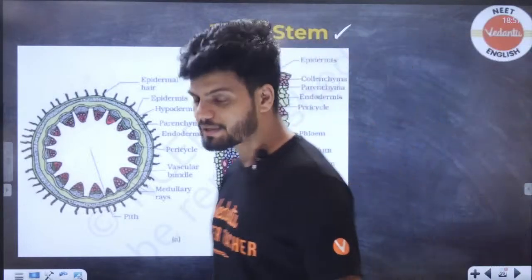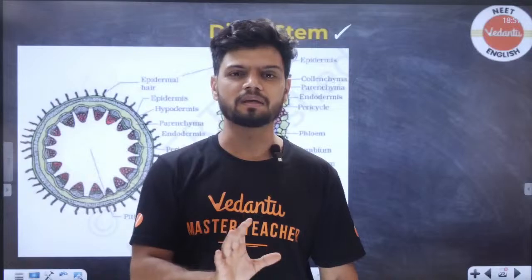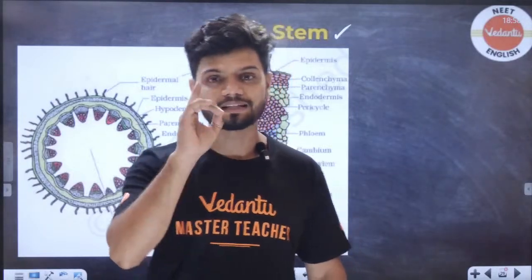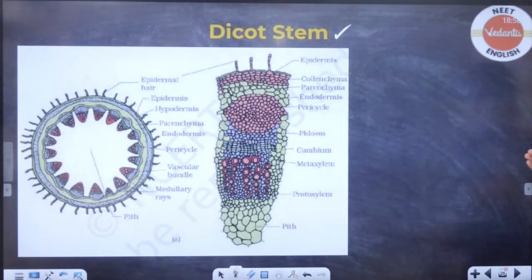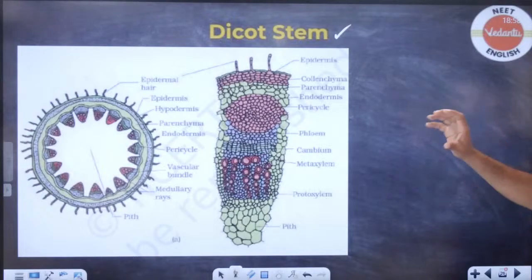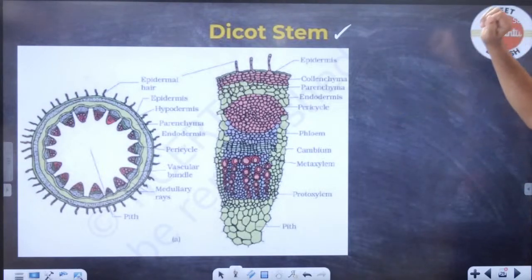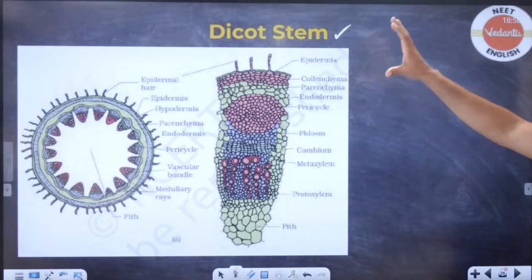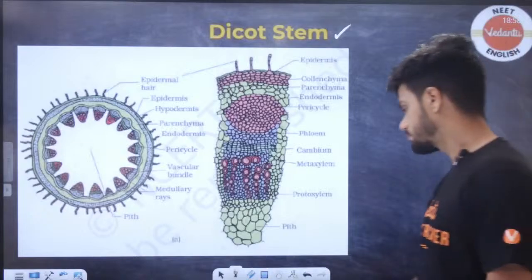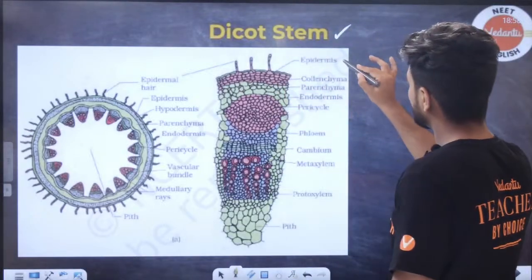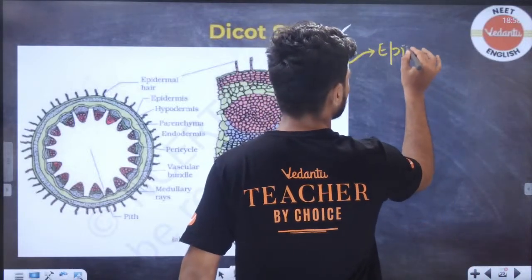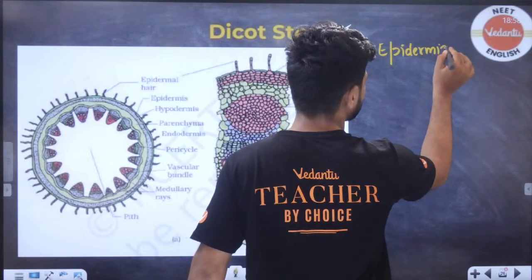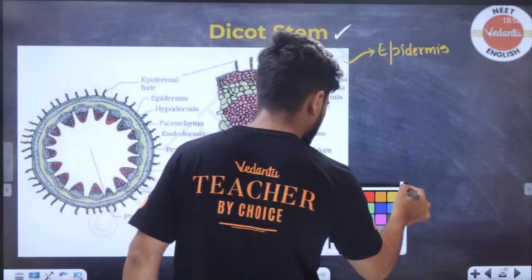Now, dicot stem. Okay. Now, students, if you look at the diagram, tell me which is the outermost layer right now. I'll give you 20 seconds. Tell me which is the outermost layer in the case of dicot stem. Do you see it in the diagram? Just look at the diagram and tell me which is the outermost layer. The outermost layer right here is called your epidermis again.